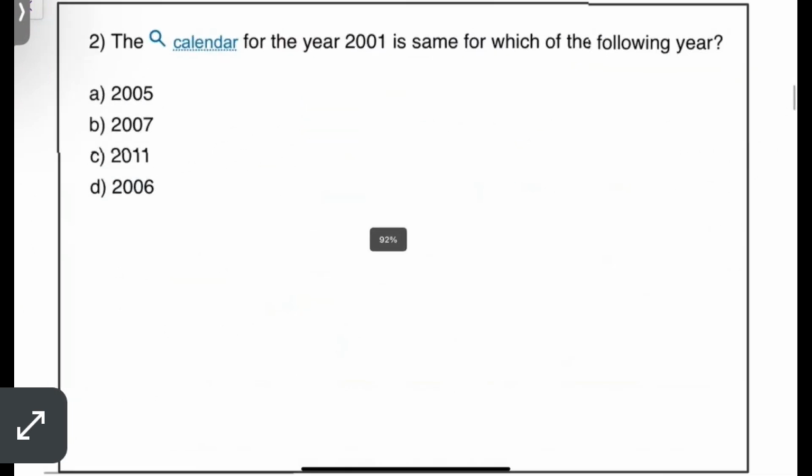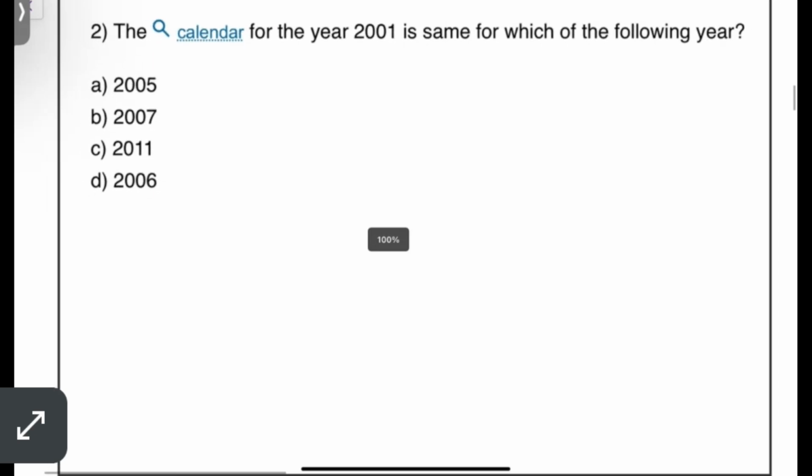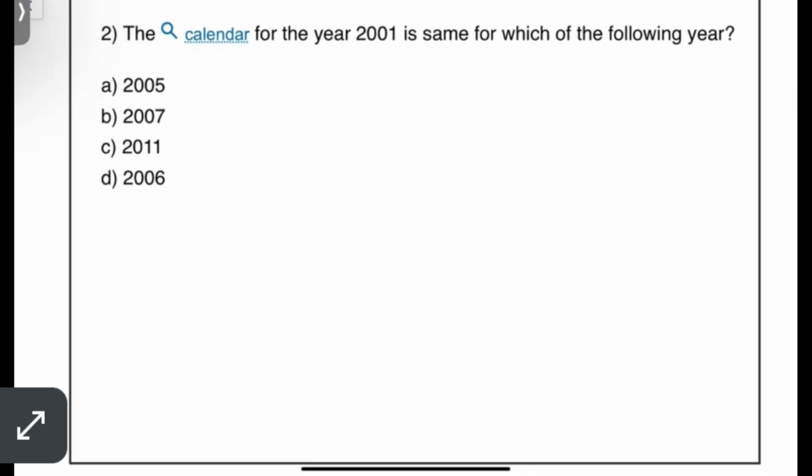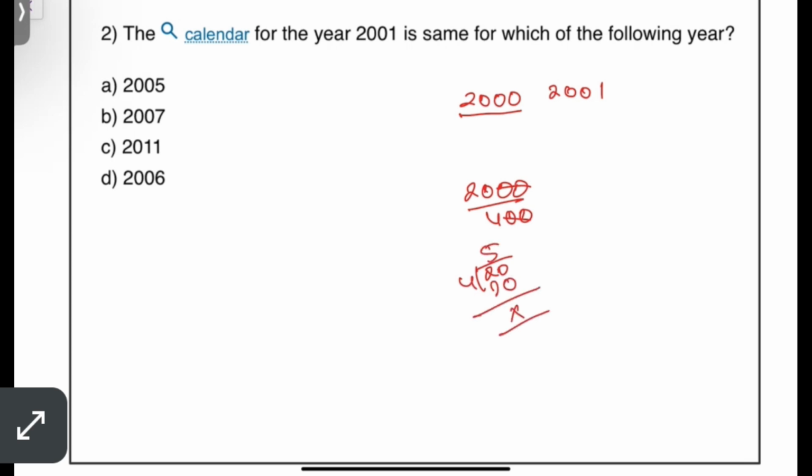The next question here is: the calendar for 2001 is the same for which following year? So let's check for 2001. I'll just go backward, which is 2000. We know that this one is a leap year, because it's a century year, so I need to divide it by 400. 20 divided by 4, 4 fives are 20. So what do we get here? The remainder is 0.